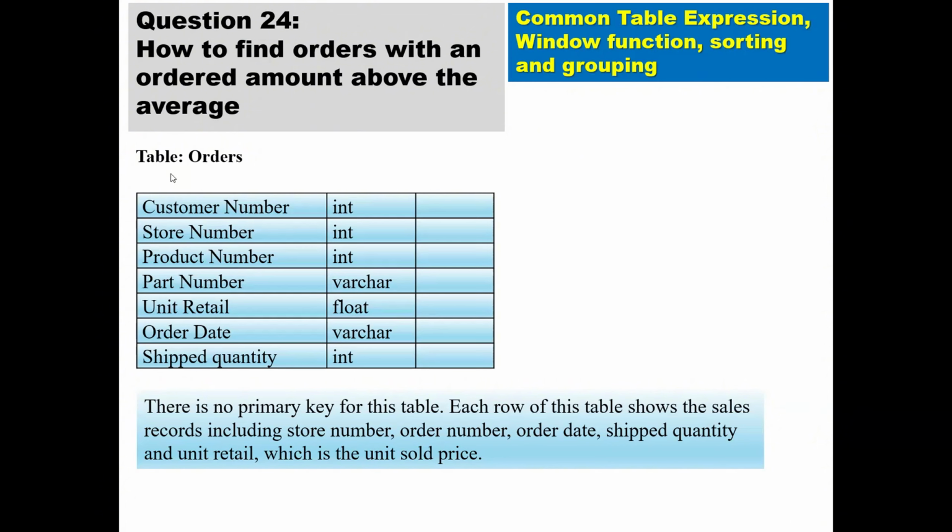We're working with an orders table that contains the following fields: customer number, the customer who placed the order; store number, where the transaction occurred; order number, the unique ID for each order; unit retail, the unit sale price; order date, the date the transaction occurred; shipped quantity, the number of items shipped. Each row represents a single item line in an order. There is no primary key, and orders may span multiple rows.